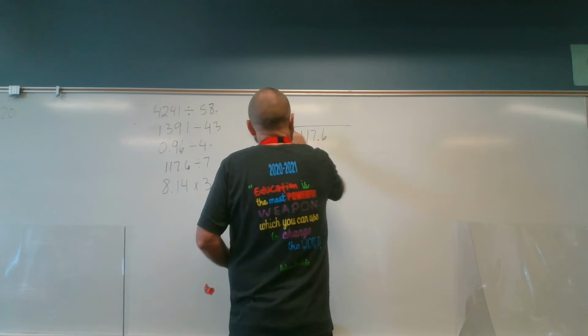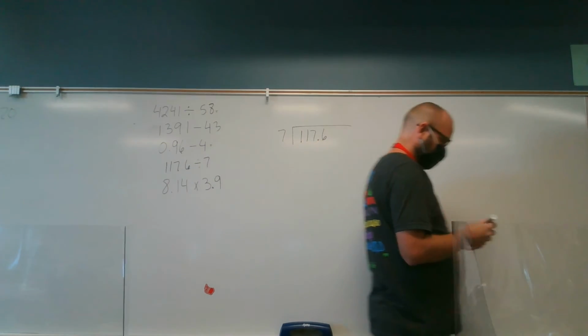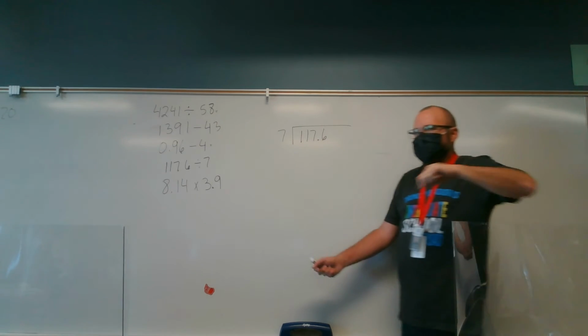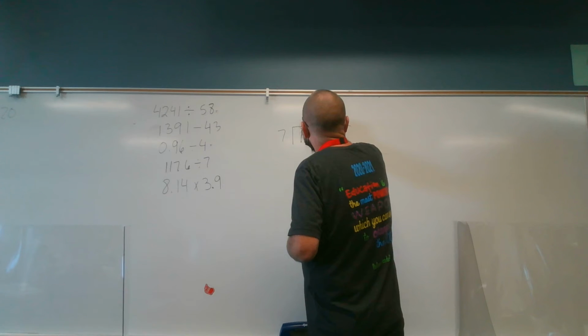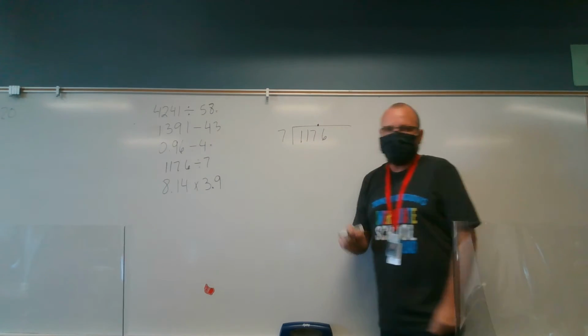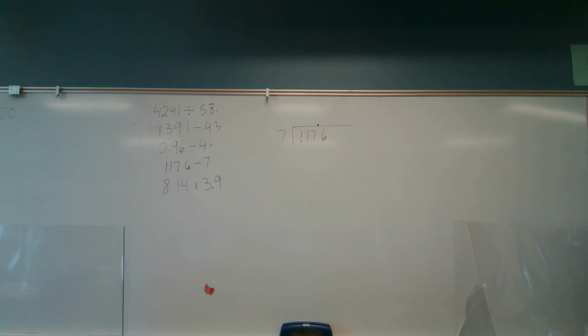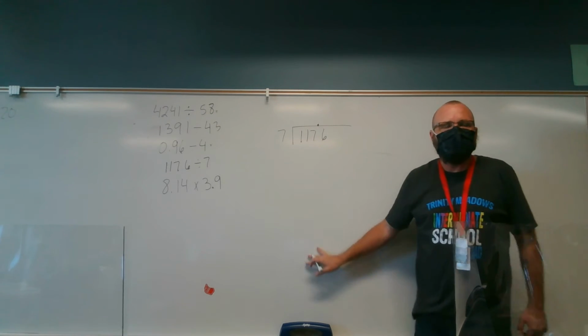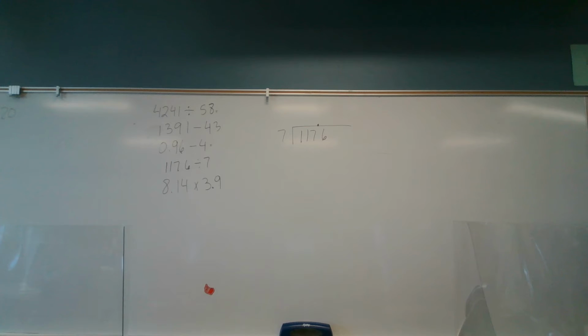117.6 divided by 7. Again, I don't have to list my multiples of 7 because I have a multiplication chart. So I can always look at that. I move my decimal point straight up. Then I ignore it from that point on. I promise you I'm going to see people when they subtract, they're going to keep moving that decimal point down. It's going to drive me insane because that's not how it works.